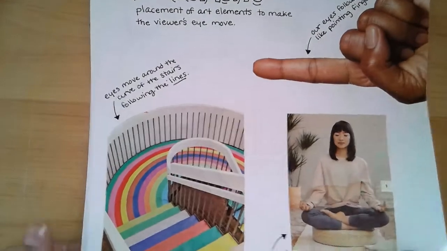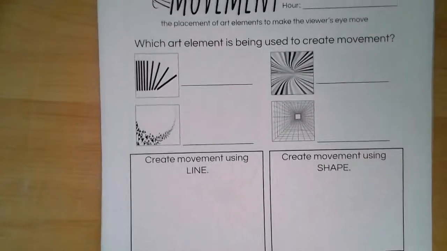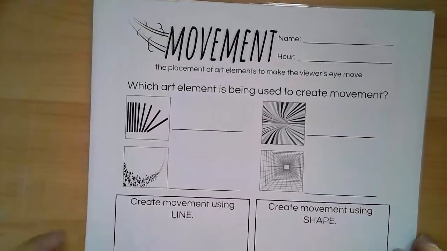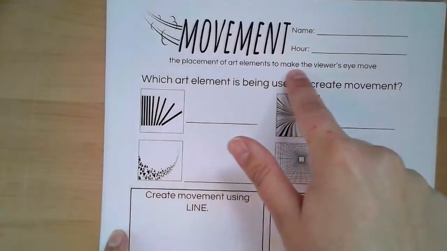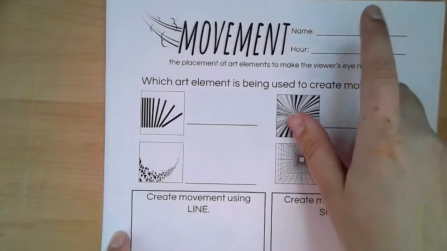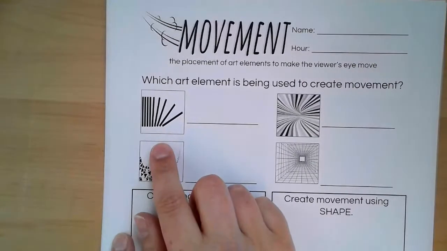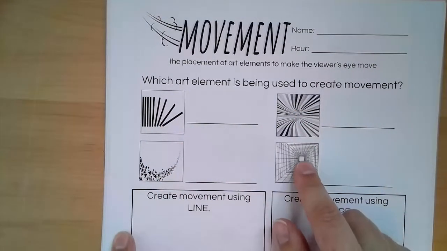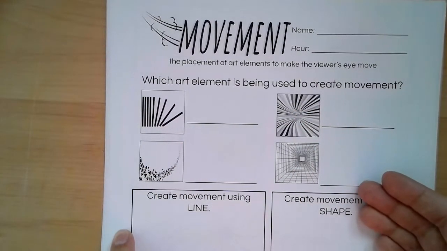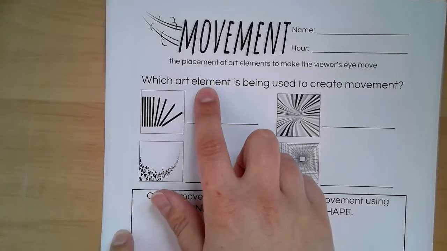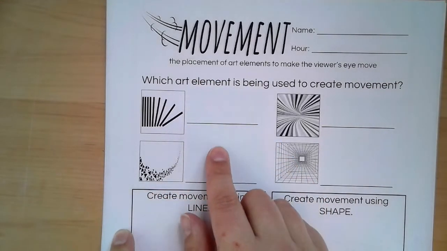So here is our exercise that we are going to be working on. And here's the definition of movement again here at the top. Make sure you put your name on it. And here are some images that have movement. And your goal is to figure out what art element is being used to create movement in these images.